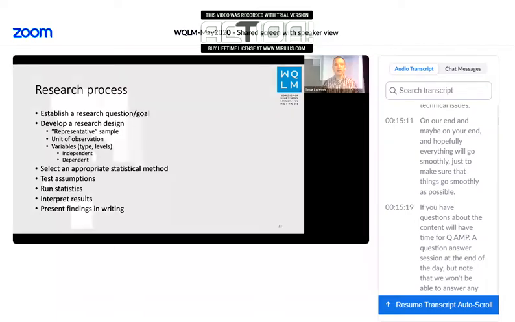Once we have decided on the most appropriate statistical method, we test assumptions for that technique, make sure that our data meets the assumptions that are required by the statistical method. We can run the statistics and analyze the results. Interpret the results and present our results in some form, hopefully in writing, so that we can share our findings with the research community.